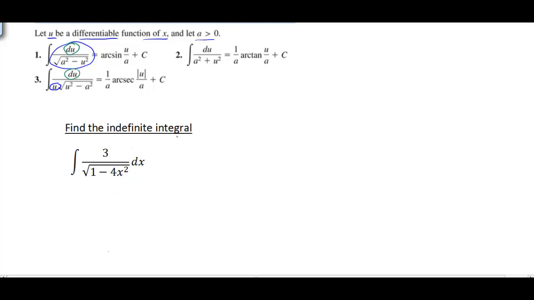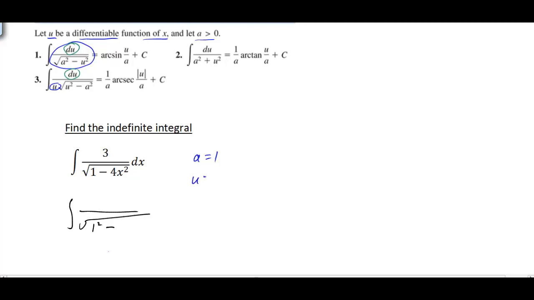All right, so let's see, we have the square root of 1 minus 4x squared. So because we have the square root, it looks like it's going to be either 3 or 1. We don't have anything in front of the square root, so it looks like it's probably going to be number 1. So then we have a squared minus u squared on the bottom, so it looks like we would let a equal 1, because we can think of this as 1 squared.